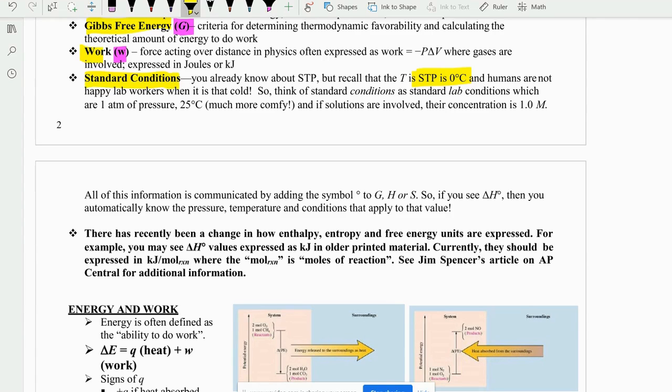So what they have done is created another set of conditions that they call standard conditions. And standard conditions are basically experiments that are run at, you ready? 1 atmosphere at 25 degrees Celsius. So much more comfortable. Don't forget, a standard condition, again, is 1 atmosphere, 25 degrees Celsius. And if you're dealing with any solutions, you're going to be dealing with the standard 1 molar concentration of that solution.